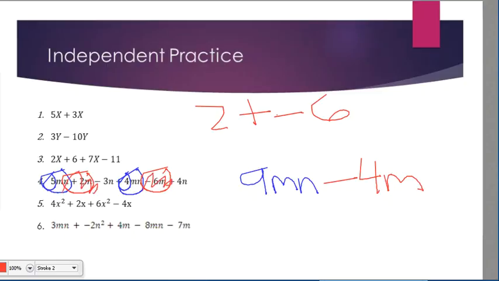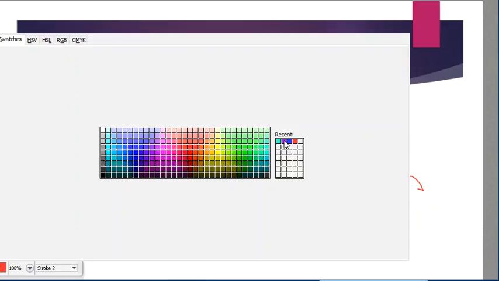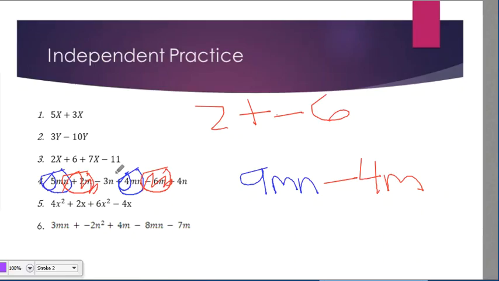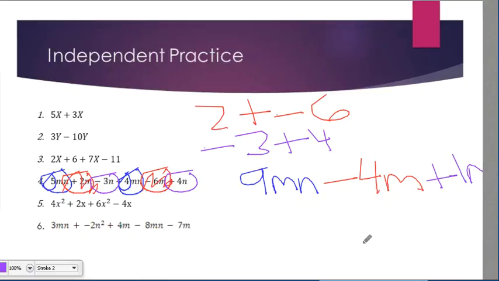Okay, the last one, we have a negative 3 right here, a negative 3. We're combining that with a positive 4. So in your calculator, you would put in negative 3 plus 4, and that will give you plus 1n. Okay, so remember when you're combining like terms, you add the coefficients. The variable or variables stay exactly the same.